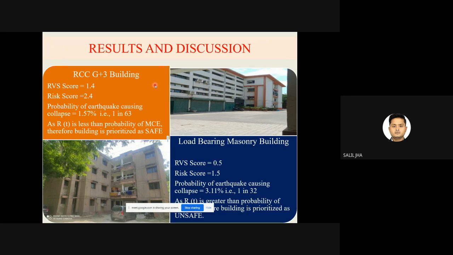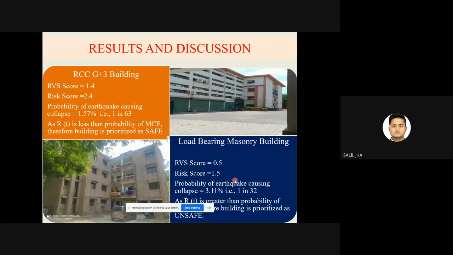Let us first discuss this RCC G+3 building, in which we obtained an RBS score of 1.4, for which the risk score was calculated to be 2.4, and therefore the probability of earthquake causing collapse for the next 50 years came down to 1.57%. That is 1 in 63 chances of a collapse causing earthquake to occur. And as the probability of collapse causing earthquake is less than the probability of maximum considered earthquake, therefore the building is prioritized as safe.